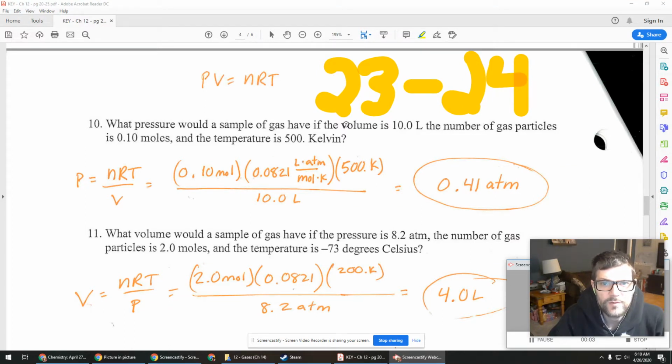I'm going to be going over pages 23 and 24 in your gases packet, where we are continuing working on the ideal gas law, some more problems there. So the ideal gas law says PV equals nRT, so the pressure of a gas times the volume of gas equals the number of particles times the gas constant times the temperature.